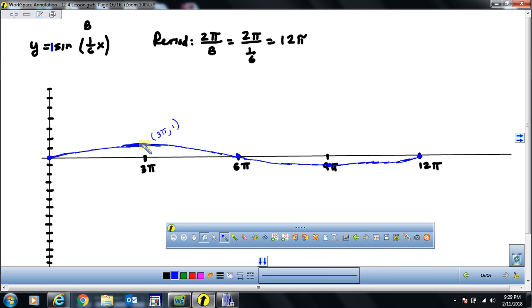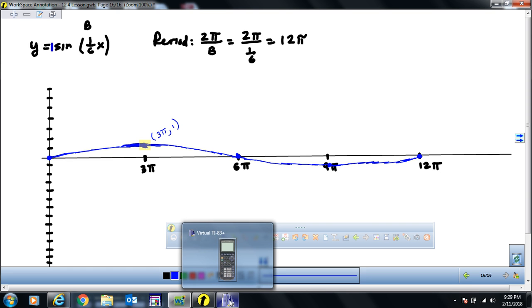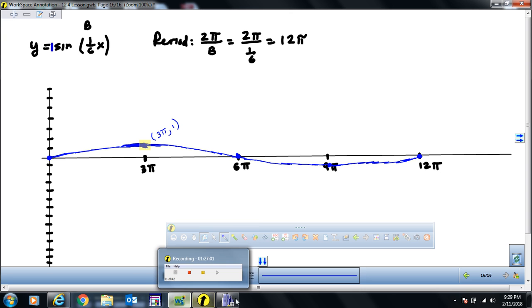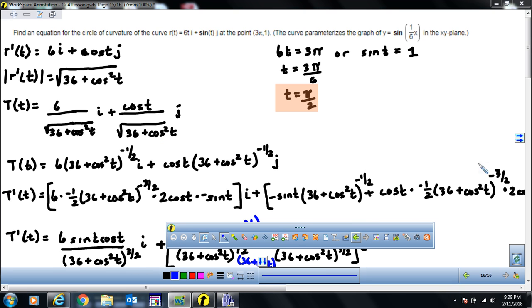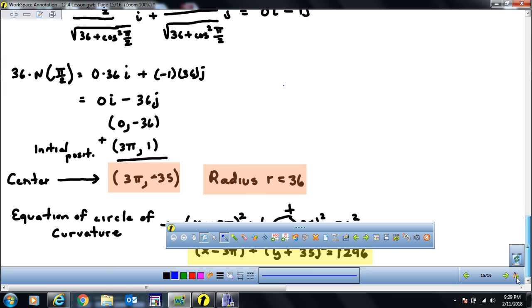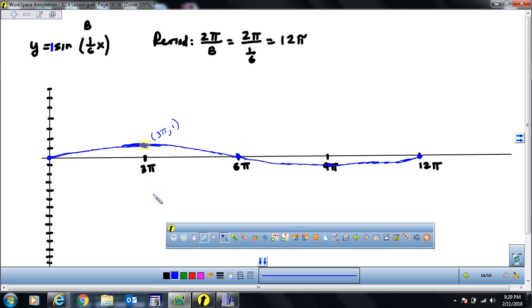Just think of it like this: 0i minus 36j all the way down. And that is going to go all the way to the point we found on the previous slide. It's going to go all the way down to the point where we extend that vector 0i minus 36j from here. It's going to go to the point 3 pi, comma negative 35. So that's where it's going to go. So 3 pi and all the way down to negative 35.